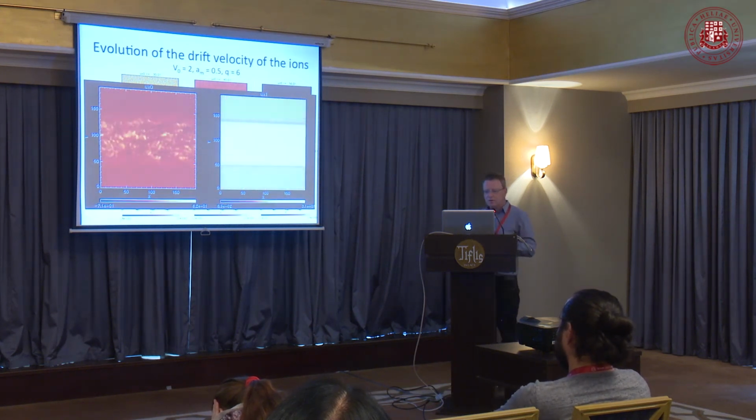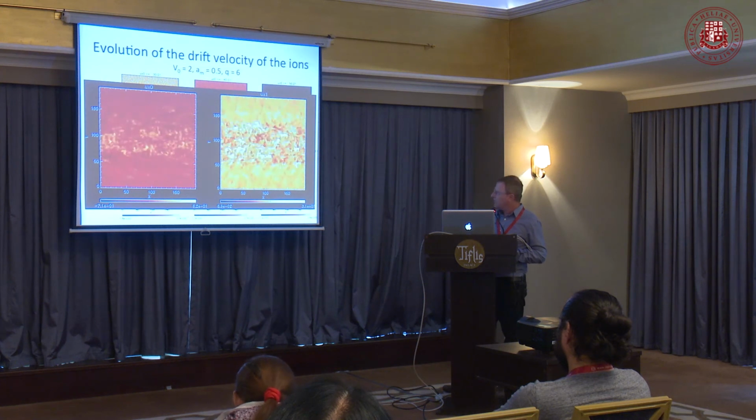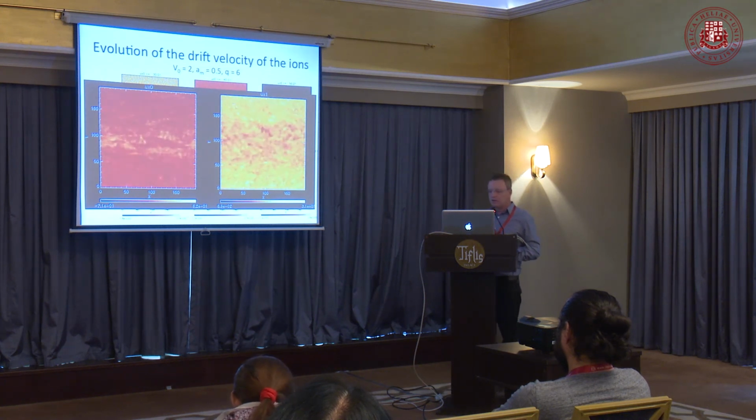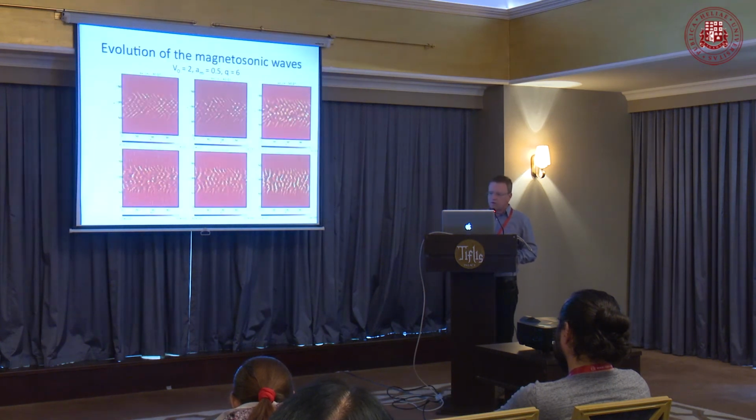Once more, you can see the larger drift in the alphas and then the generation of small scale waves and the suppression of the drift by the magnetosonic drift instability. If you look at the magnetosonic waves, you can see the magnetic fluctuations associated. This is the Vx component, this is the Vz component associated with the waves produced by the instability.